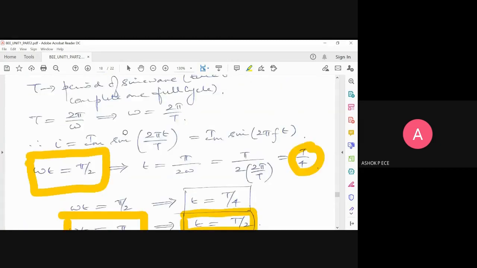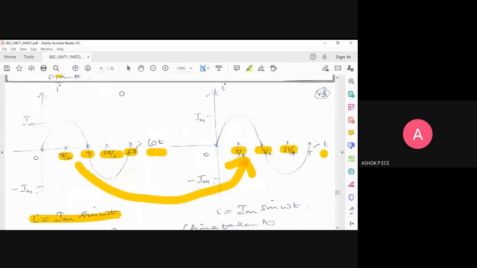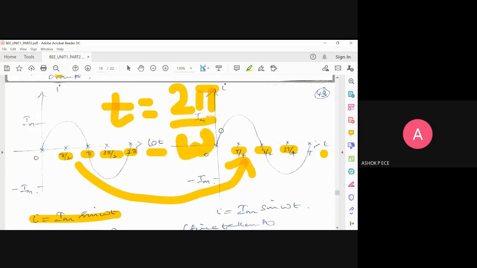So converting from angle to time period, you have to use the formula t is equal to 2 pi by omega. Omega will be in terms of angles. So you can substitute different values of omega and draw this diagram in terms of t.